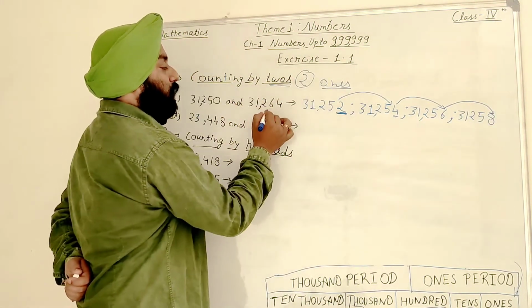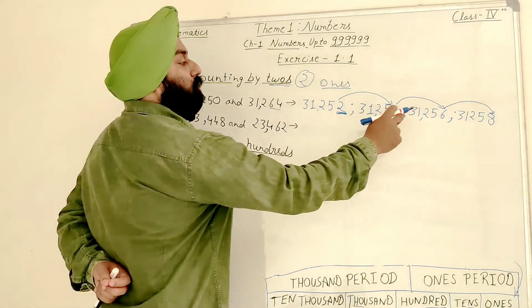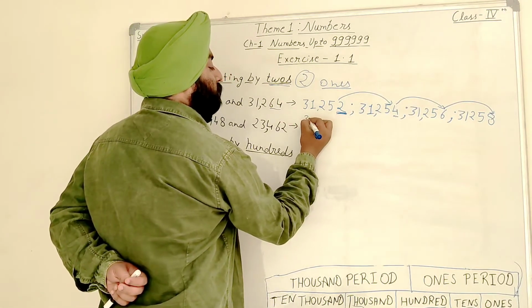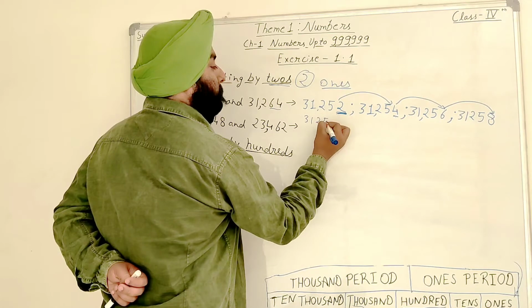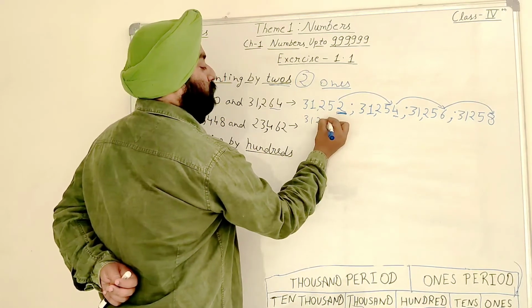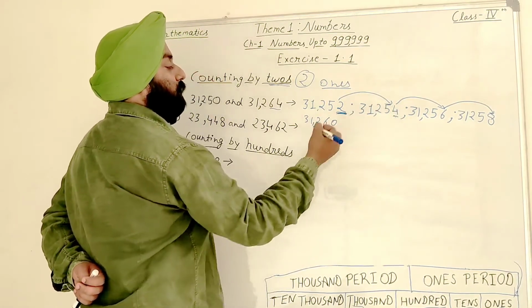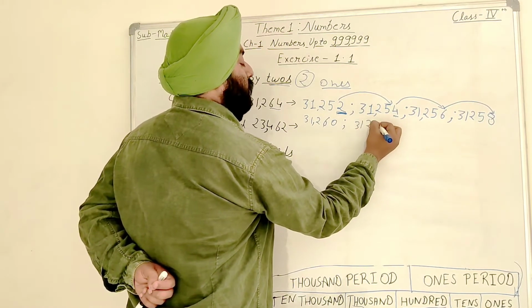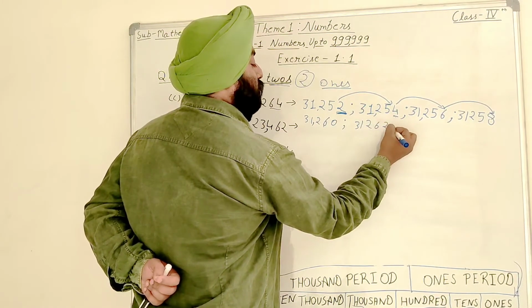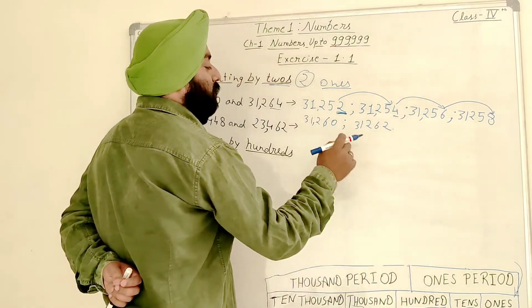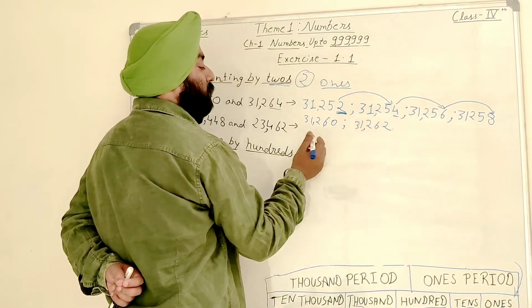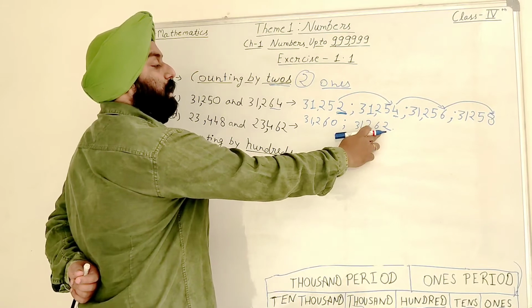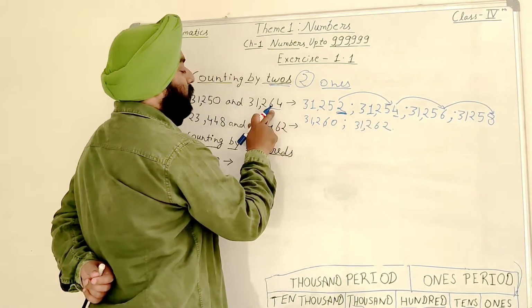We have to write it down by 64. 58 plus 2, 60. 31,262. That's our answer, because by adding 60 plus 2, we get that number.